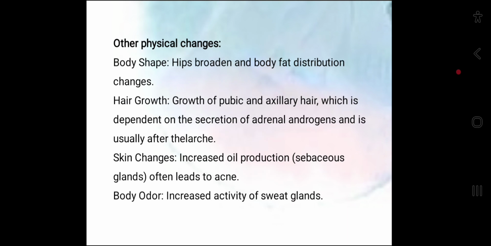Other physical changes, for example: body shape is altered at puberty in females due to fat distribution, which is mainly in the hip region and results in broad hips. Hair growth, as we said, pubic and axillary hair, occurs in both male and female. The hair growth depends mainly on adrenal androgens more than on estrogen secreted from the ovary. Skin changes: there is an increase in oil production, or sebaceous gland activity, which leads to acne formation. Body odor is due to increased sweat gland activity.